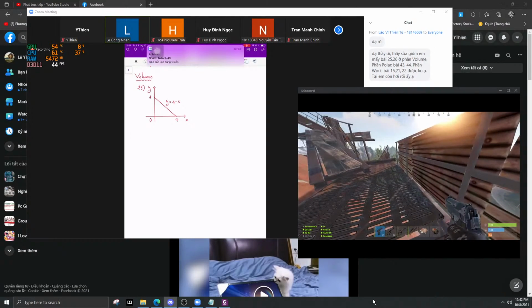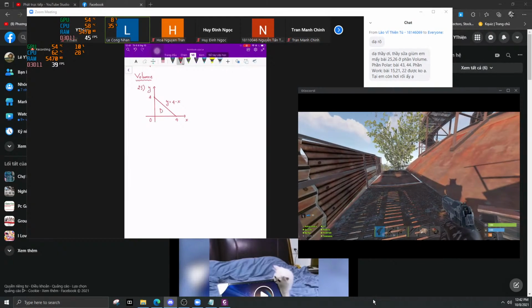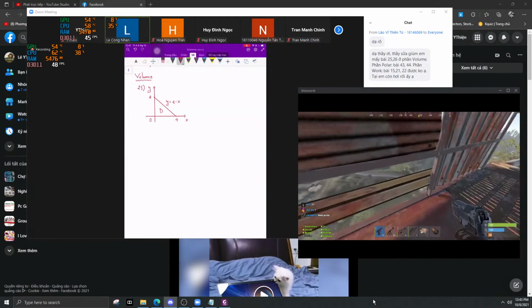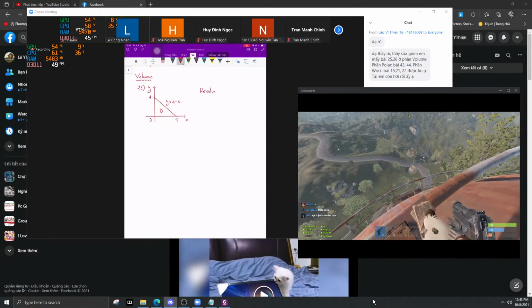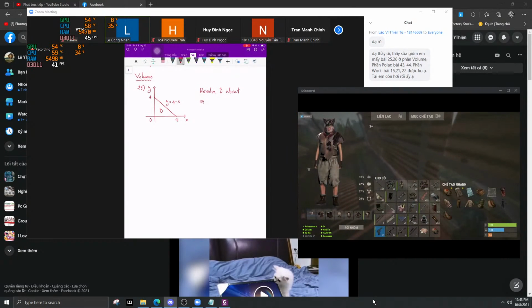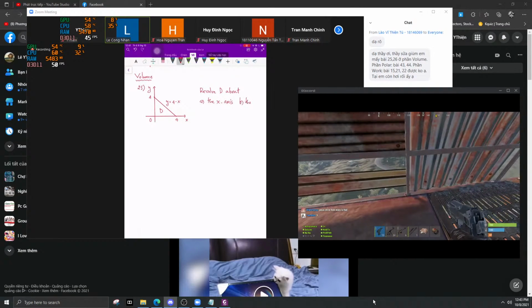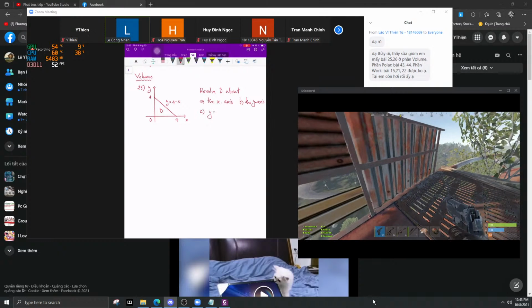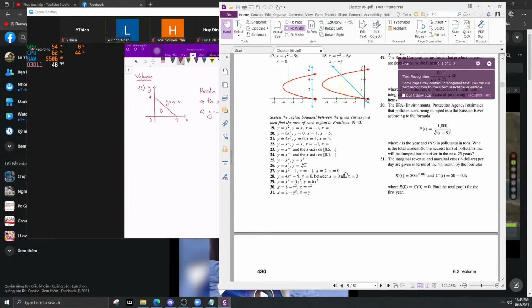So we have some questions. This region here, we call region D. We revolve the region D about: part A, the x-axis; part B, the y-axis; in part C, the line y equals minus 1; and in part D, the line x equals minus 2.